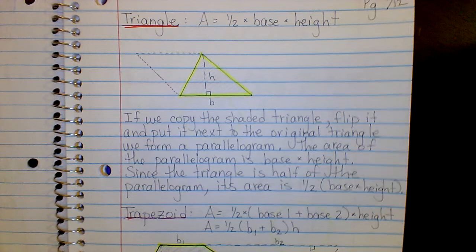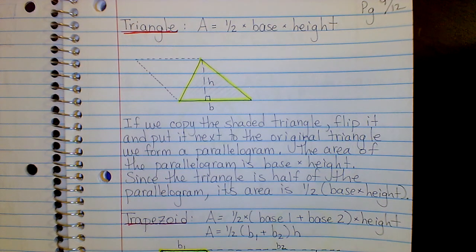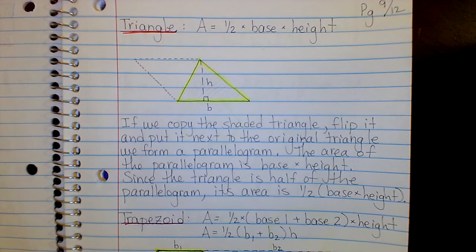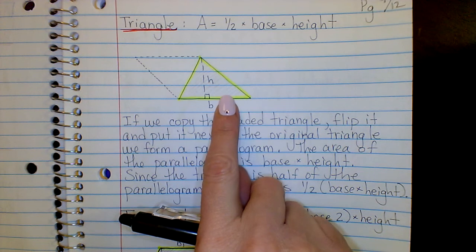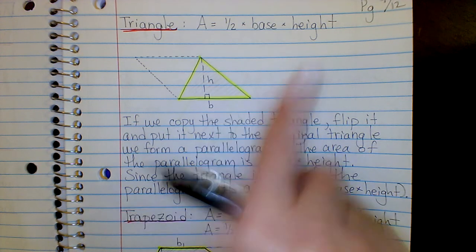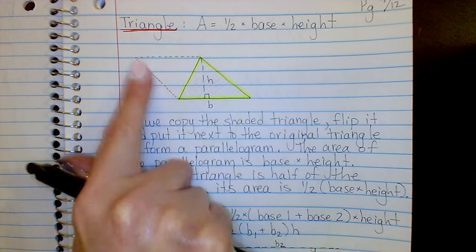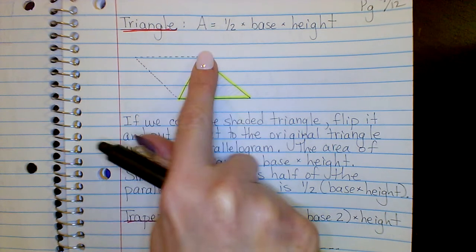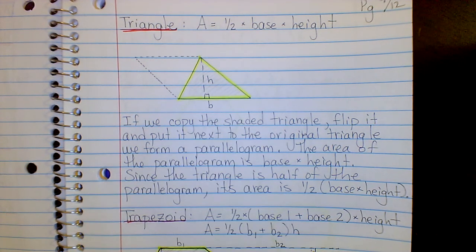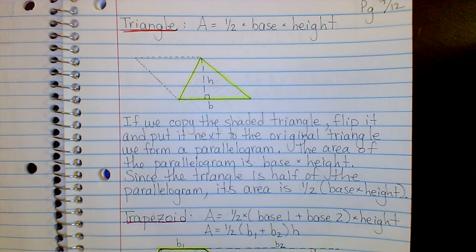A triangle, you probably know this formula. You've seen this one before, that the area of a triangle is 1/2 base times height. Why? Why is there a 1/2 suddenly in there? Well, because if we take this little shaded triangle and we make a copy of it, we flip it over and we put it right there, we form, look at that, a parallelogram. The area of a parallelogram is base times height. So the triangle is half of a parallelogram. So it's just half base times height.